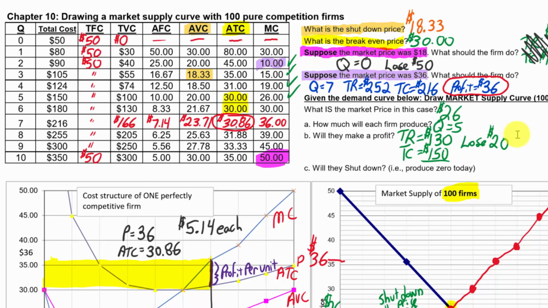Shut down is not what we call it when you permanently close down. Shutting down is just produce zero today. In chapter 11, we'll talk about exiting the industry, which is a permanent thing. And all these resources will find a better home where they can be more productive.